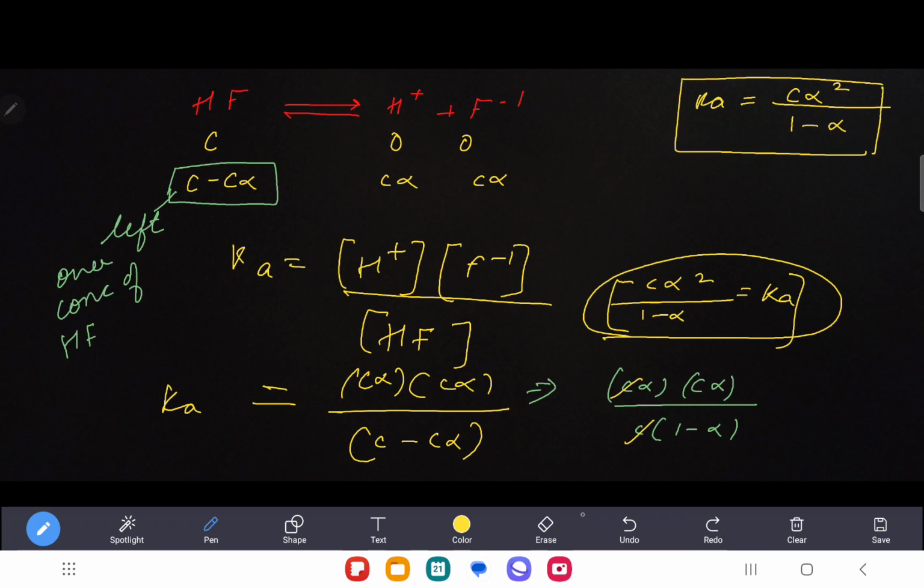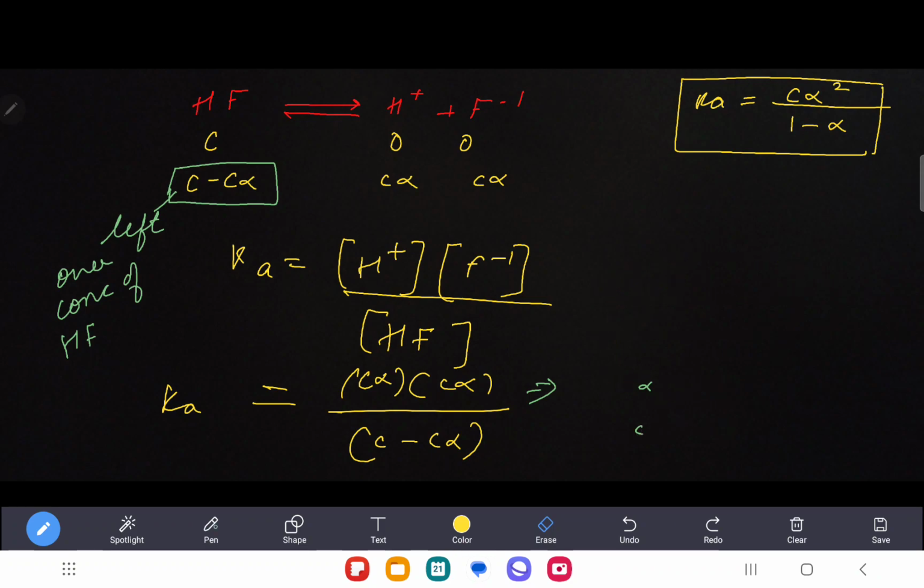And if alpha is very, very less, that means only out of 100%, let's suppose 1%, 2%, 3%, 4%, or 5% has broken down. So up to 5% is considered a lower value, not more than 5%. If 5 or 6% is dissociated, it is a considerable dissociation. If 7% is dissociating, it is again a considerable dissociation.